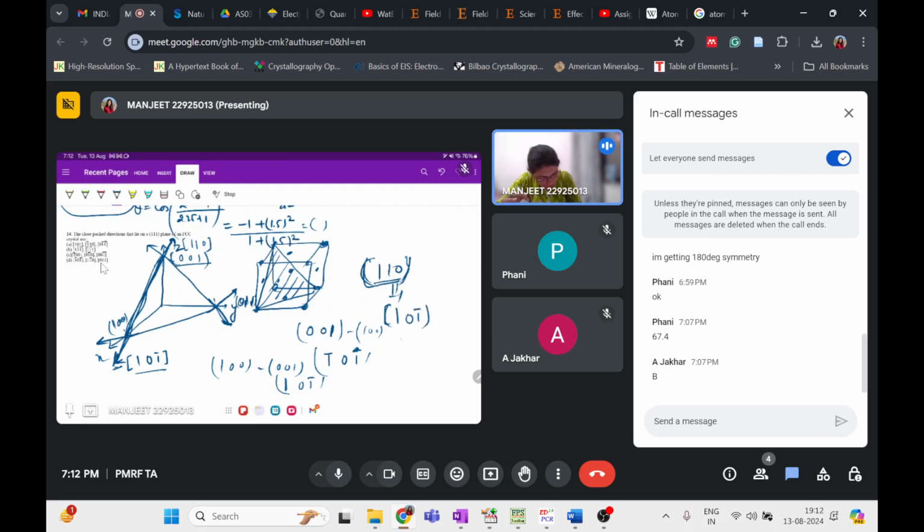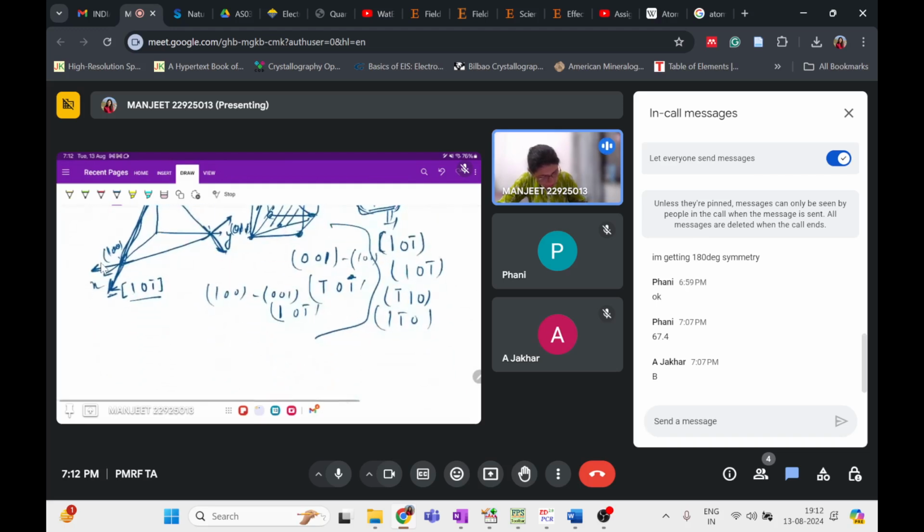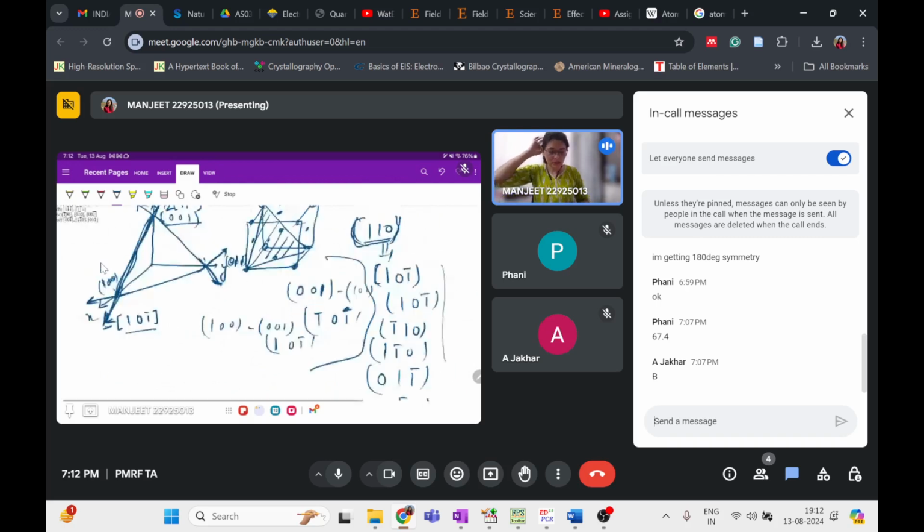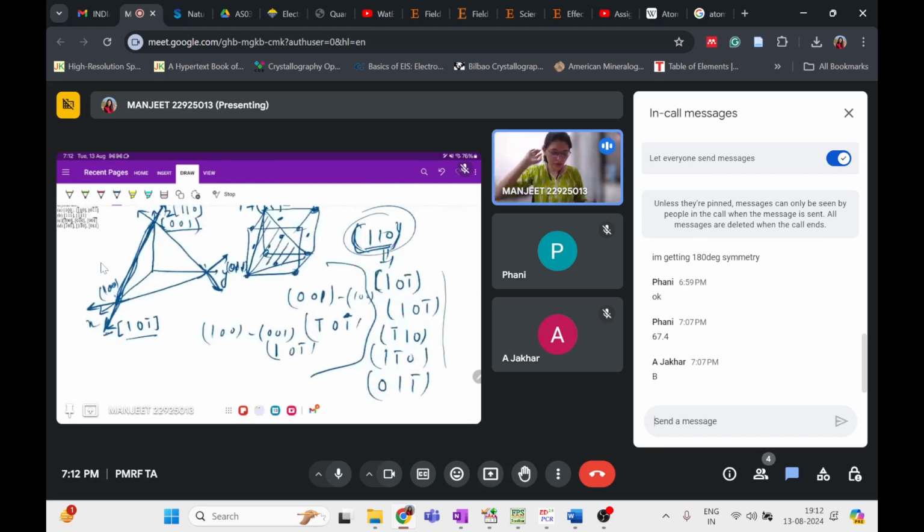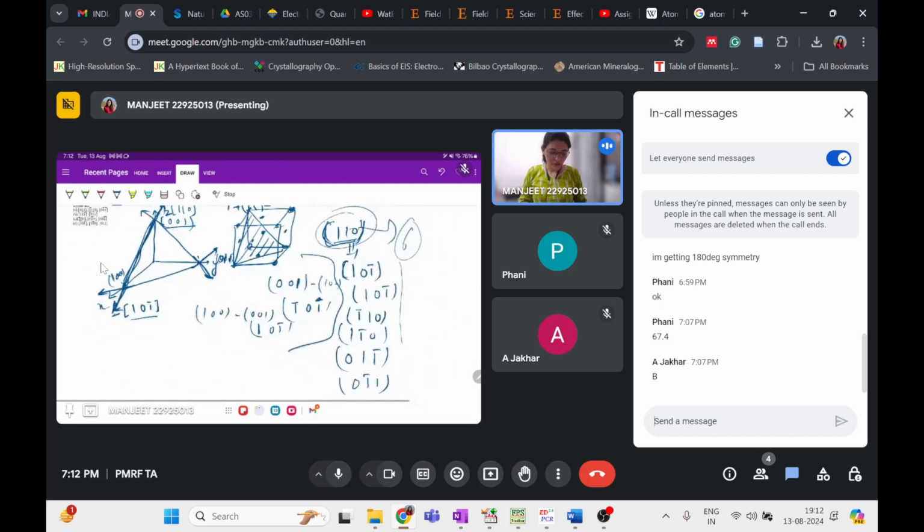Another will come out as 1 0 minus 1 as well, and from here it will come out as minus 1 1 0, and it will become 1 minus 1 0 here also, and it will become 0 1 minus 1 and 0 minus 1 1. If I'm considering this set also, this leads to the six planes. So these are the six planes.